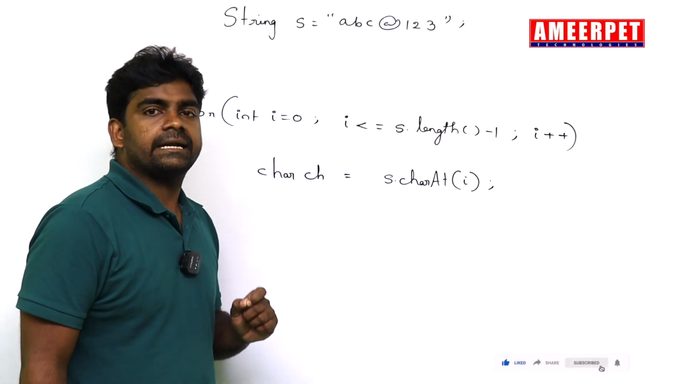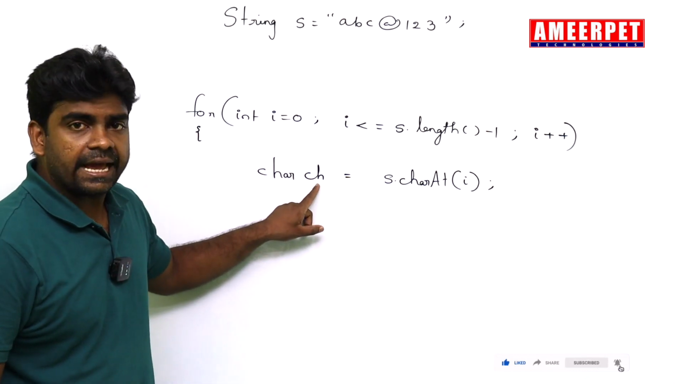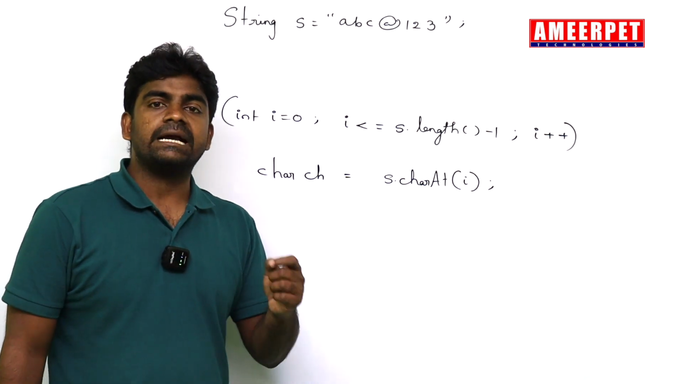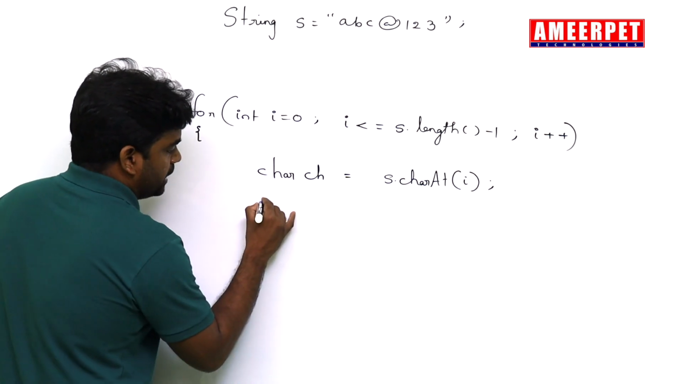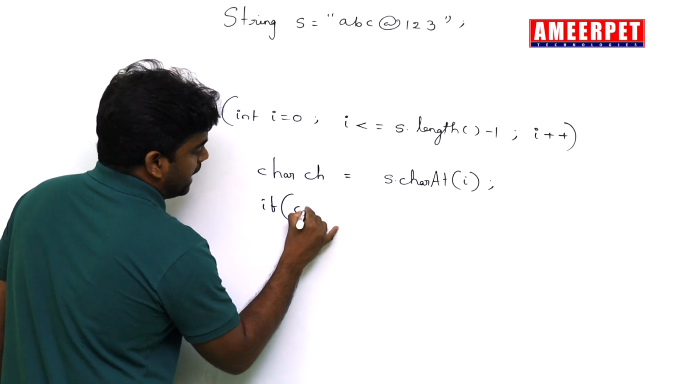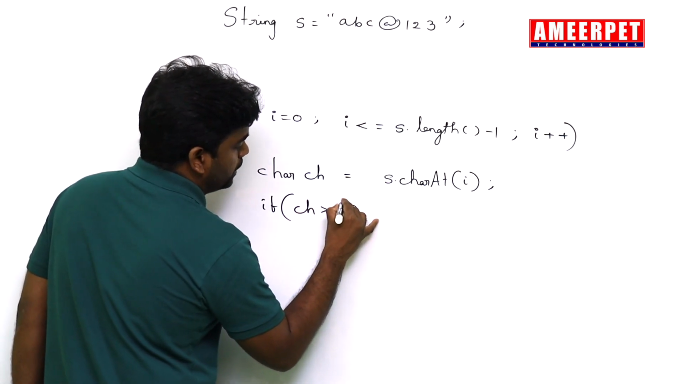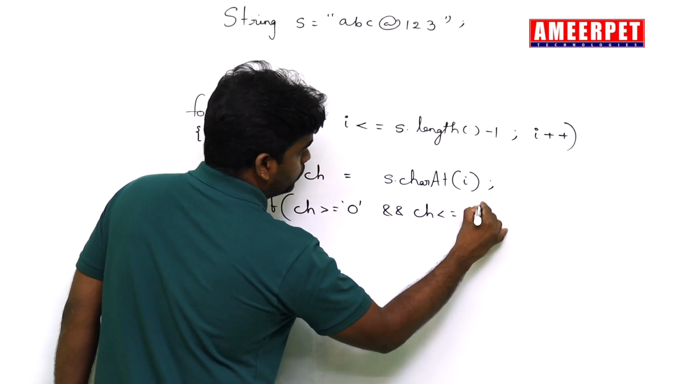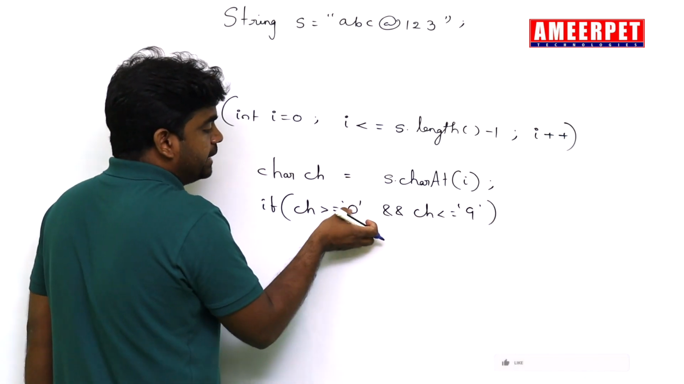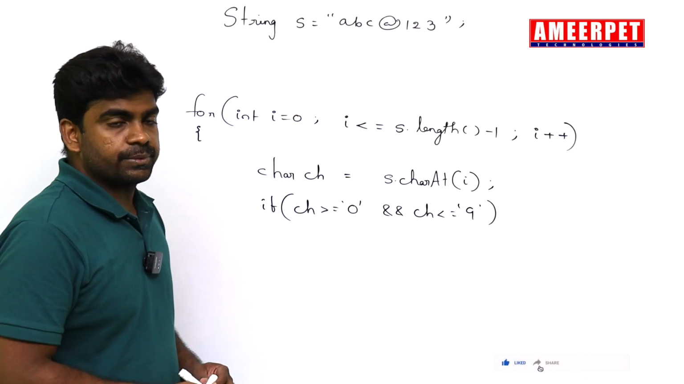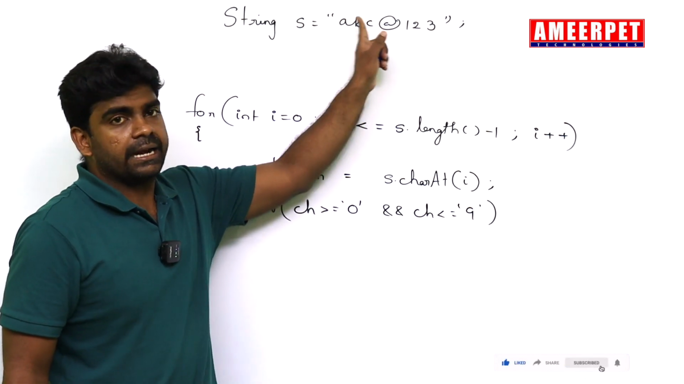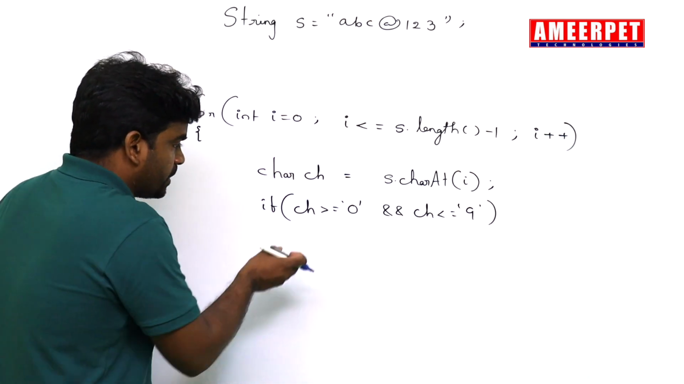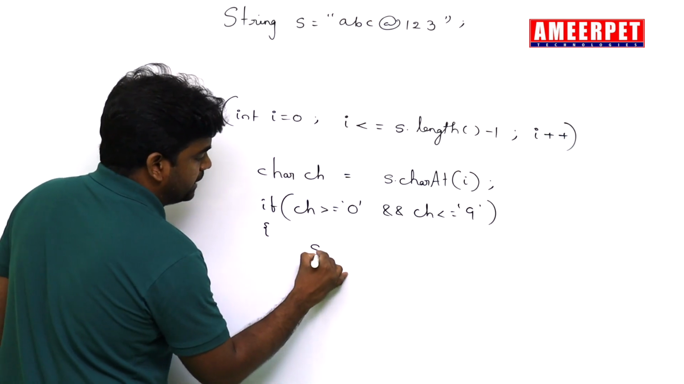Now, checking that the character is a digit or not. For that we are using the condition: if the character is greater than or equal to '0' and less than or equal to '9'. Why do we need to place the digits in single quotes? It is also in character format only, because it is a part of the string. If it is, then we print that character.